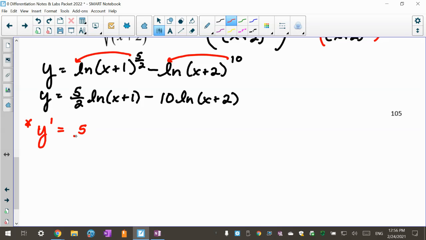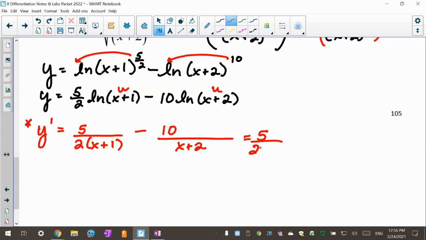Equals 5 over 2 times x plus 1, because it's 1 over u times u prime, and it's 1, so I have 5 over 2, minus 10 over x plus 2, because it's 1 over u times the derivative. So that's really what it is. And so I'm going to write it a little bit nicer, so I have 5 over 2 times x plus 1 minus 10 over x plus 2. That is the derivative. But what we're going to do is continue on and get it to be a single fraction by actually finding a common denominator.